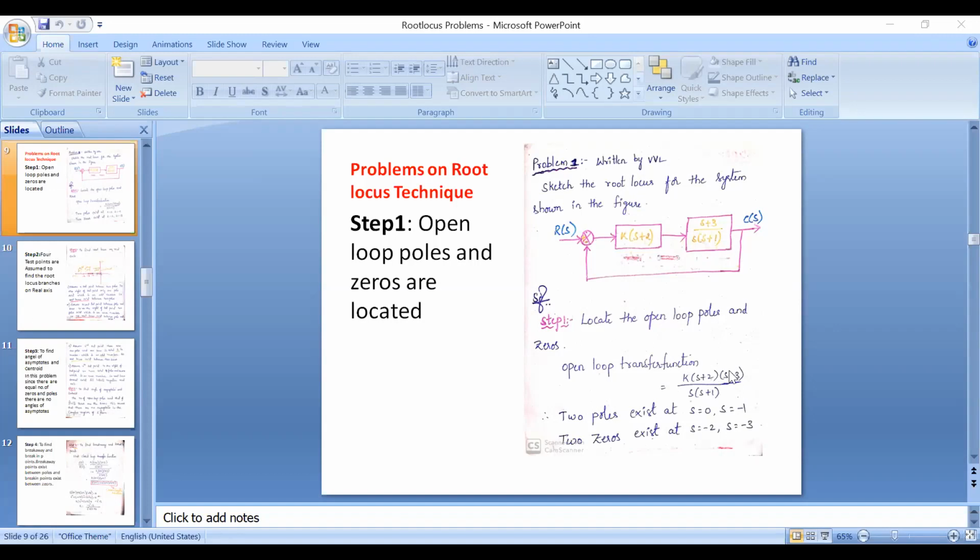First of all, I am with the first step which I have explained in the PPT shown in the last class, and now I have also revised. The first step is you need to identify the open loop poles and zeros. Yes, I have identified. How many open loop poles do you have? Two open loop poles. How many open loop zeros? Two open loop zeros. I think I am clear.